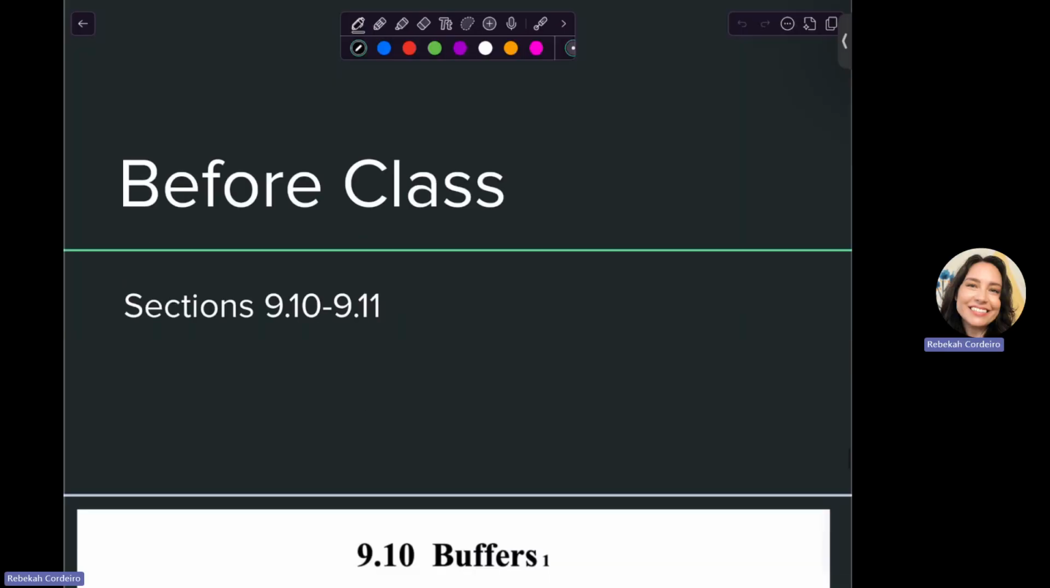Hi, this is going to be sections 9.10 and 9.11 for Chemistry 1151.